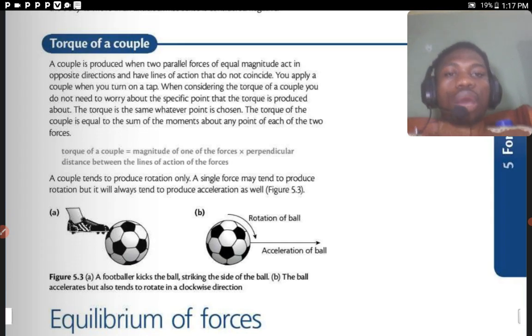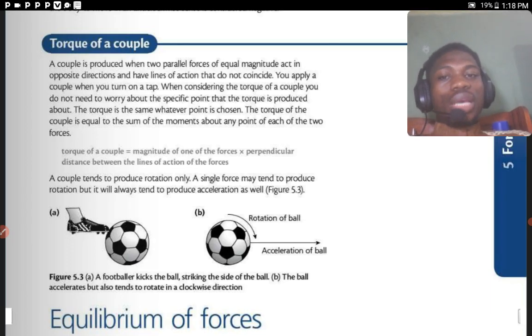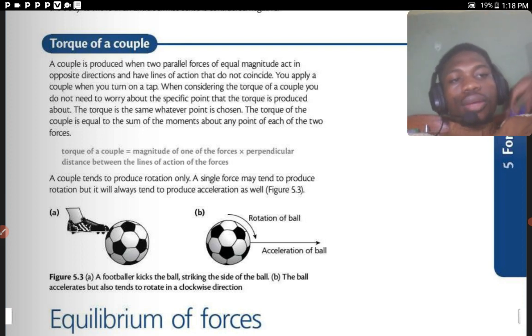Now when we are considering the moment of a couple, we do not need to worry about the specific point that the moment is produced about, meaning the pivot. The moment is the same, whatever the point that we choose. The moment of a couple is equal to the sum of the moments about any point of the two forces. Now remember that moment is force times perpendicular distance from the pivot.